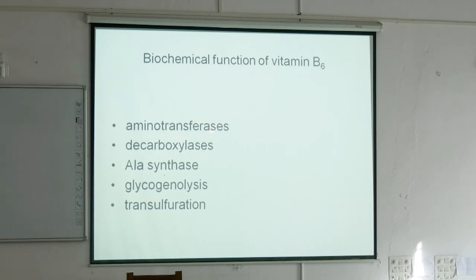Any aminotransferase or transaminase reaction will require PLP. Any decarboxylase reaction will require PLP except one. Only one decarboxylase enzyme does not require PLP: ornithine decarboxylase. It utilizes an inbuilt pyruvate.